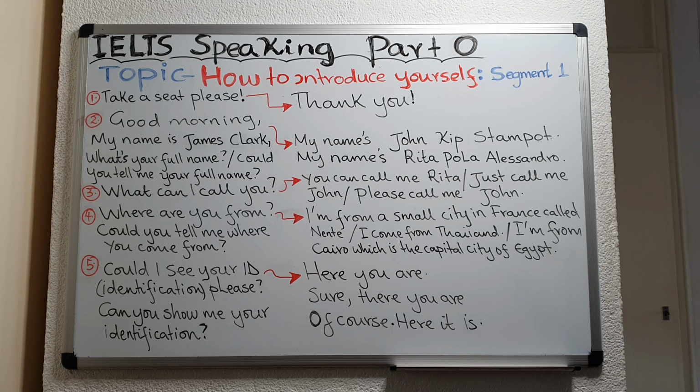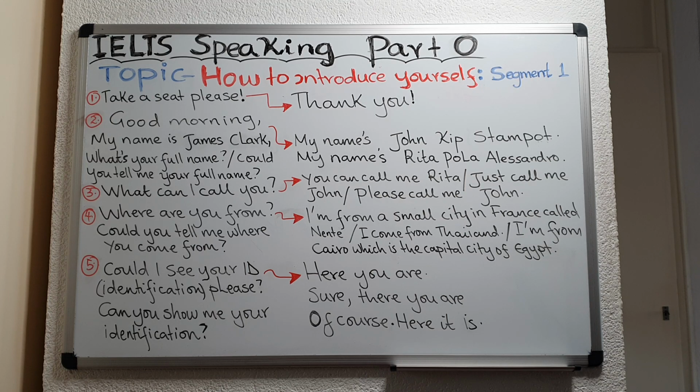Now, to answer that question, you can say, okay, I'm from a small city in France called Nantes. Or you can say, I come from Thailand. Or, I'm from Cairo, which is the capital city of Egypt.